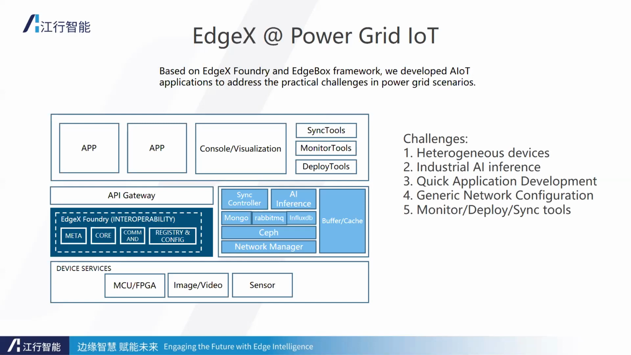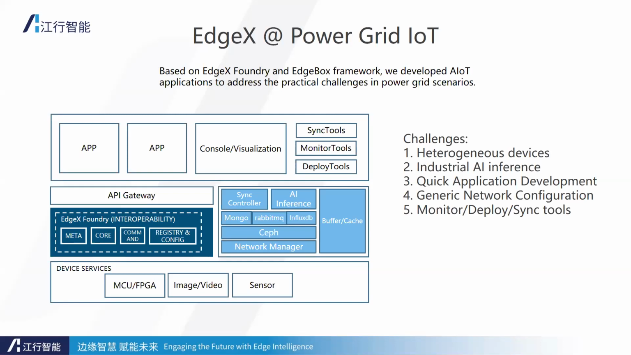The first one is the MCU and FPGA service. We use this service to abstract the interface with some industrial controllers that need low latency control. We want to use this device service to respond to low latency requests.